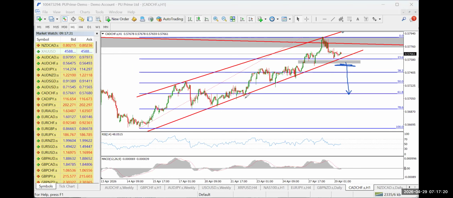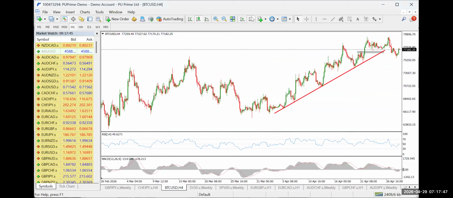So we have a very high probability setup right from the weekly to the daily to the 1 hour time frame. We are very bearish on the CAD CHF. So that's my outlook for the news this afternoon, and that's the instrument I'm looking at. All right, yesterday I gave an analysis on BTC USD, and I need to do a follow-up to that analysis.